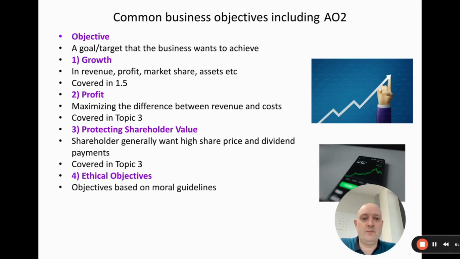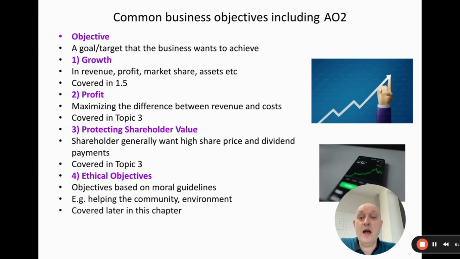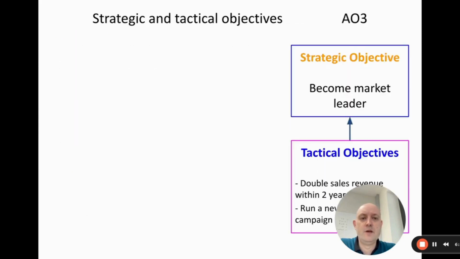Number 4 is ethical objectives. This is when we have objectives which are ethical in nature, things like helping the community, helping the environment, etc. And we will be doing that later on in this chapter when we cover corporate social responsibility.